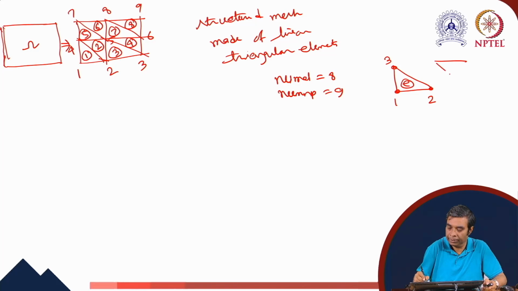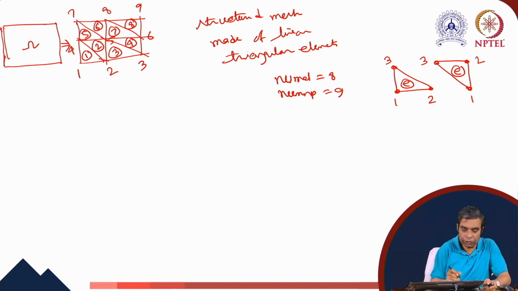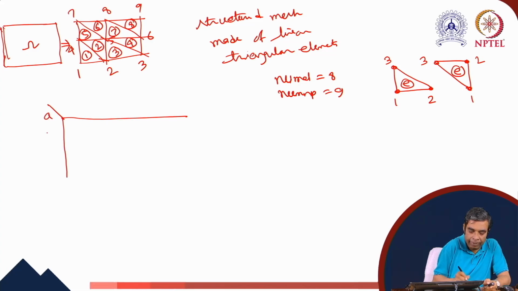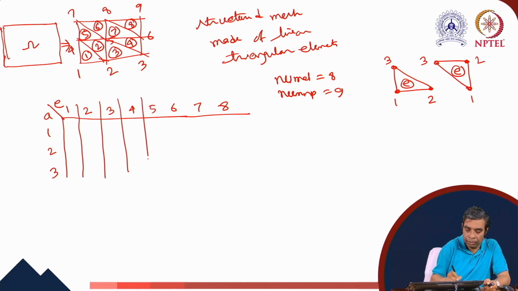This is the eth element. And here also we have 1, 2, 3. This is the local node numbering for the eth element. Now we can construct the IEN array. So the IEN array for this case will have A varying from 1 to 3 and E varying from 1, 2, 3, 4, 5, 6, 7, 8.